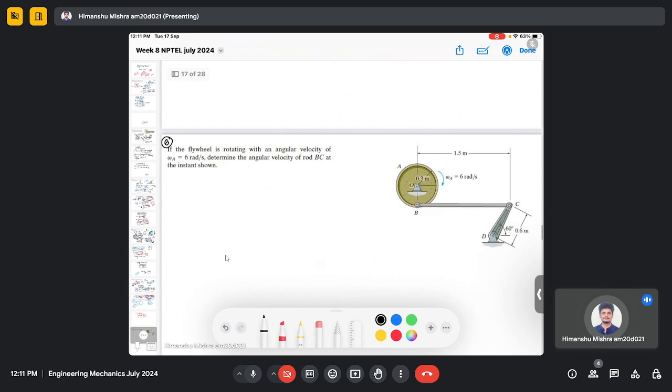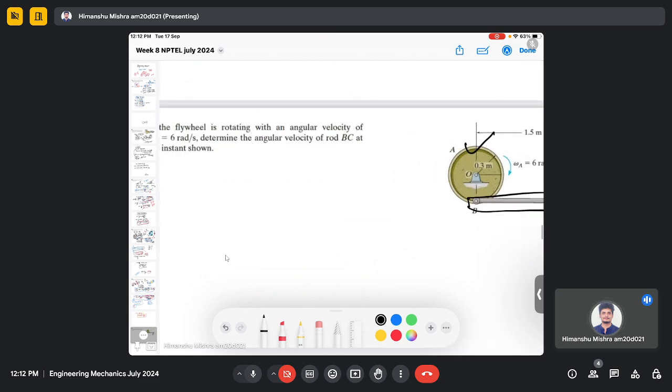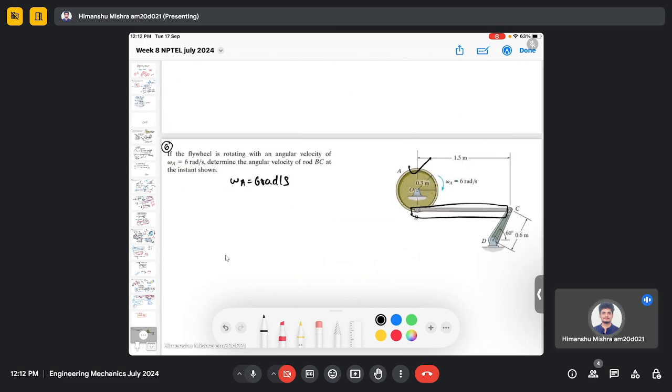So again, let's solve a similar problem here. Here we have been given the flywheel. If the flywheel is rotating with the angular velocity of omega A, which is 6 rad per second, determine the angular velocity of rod BC at the instant shown. So we have the angular velocity of the flywheel, omega A, 6 rad per second, and we need to find the angular velocity of this rod BC.